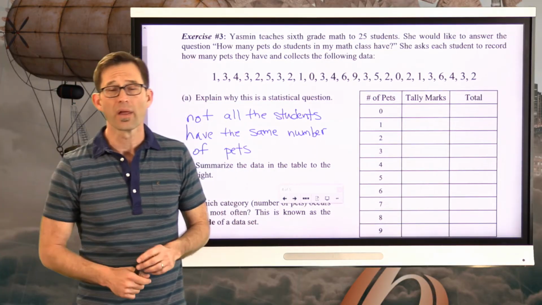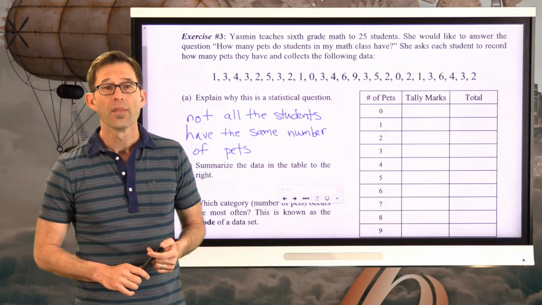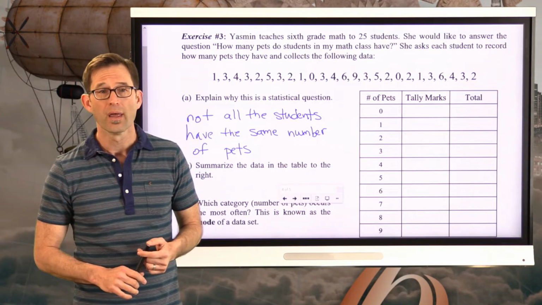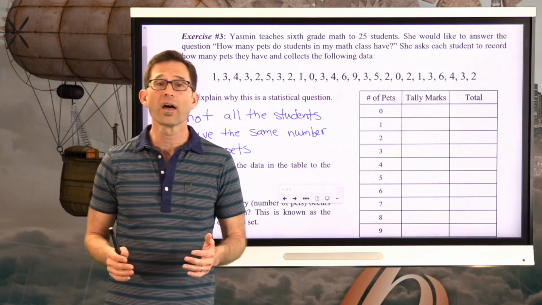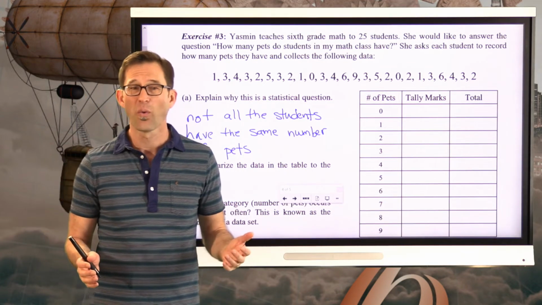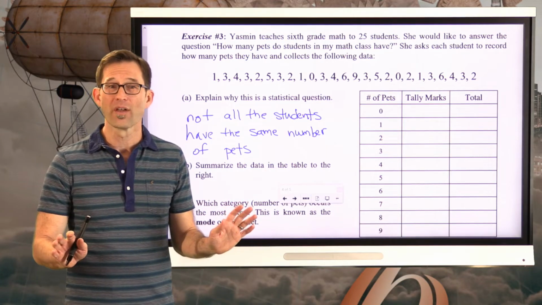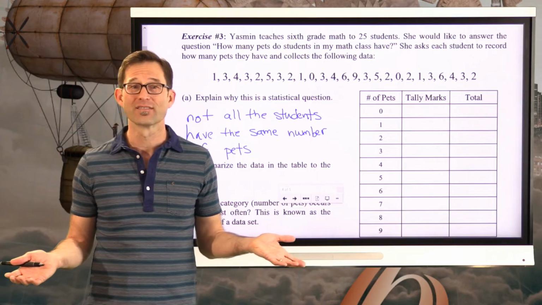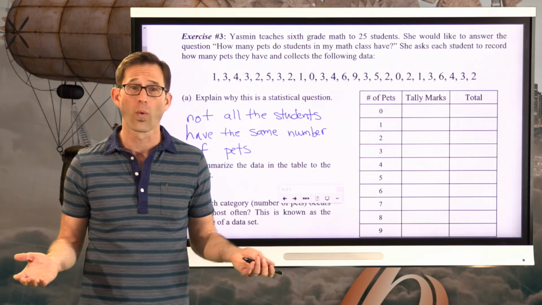Because you could say something like this. You could say, well, how many tires does a Ford truck have, right? There are lots of Ford trucks out there, right? But they all have 4 tires. Okay, there is no variability. That is not a statistical question, right? Even though there's more than one Ford truck out there, the question, how many tires does a Ford truck have, is not a statistical question because the answer is 4, right?